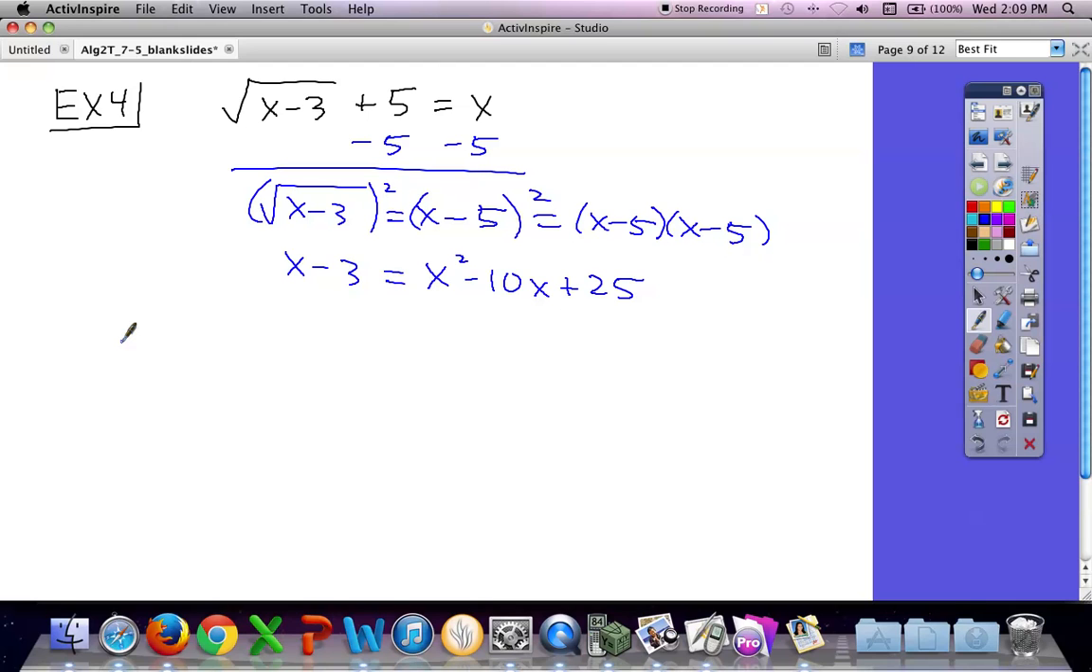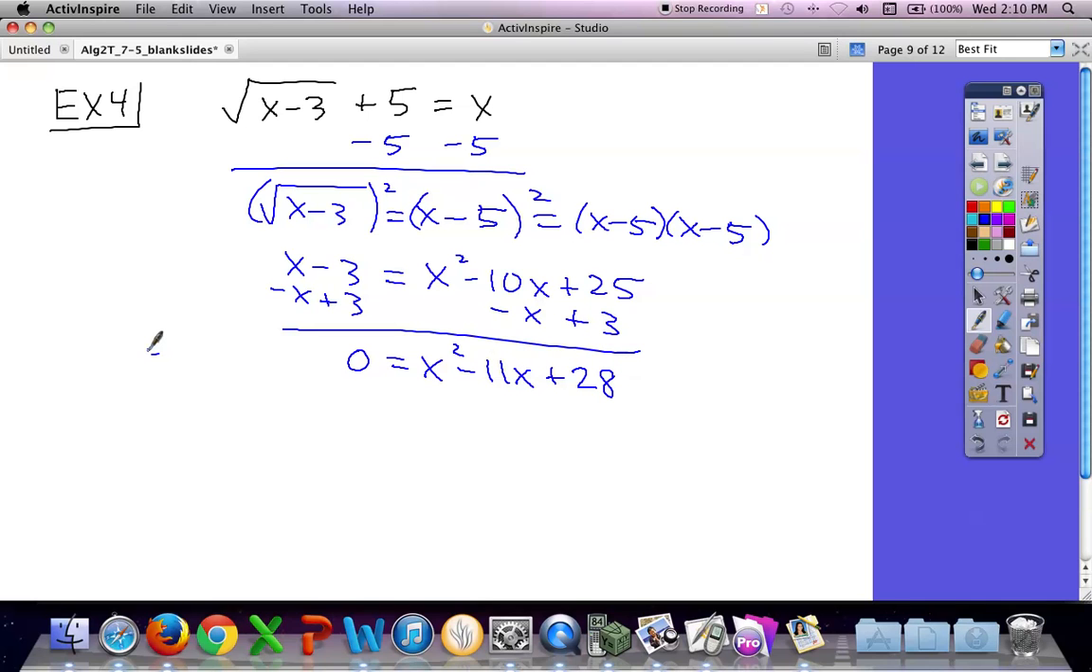So let's move the x minus 3 to the other side. Subtract x and add 3. Subtract x, add 3. And then we get 0 equals x squared minus 11x plus 28. At that point, you solve it, based on what it is. If it's factorable, then you probably factor it.